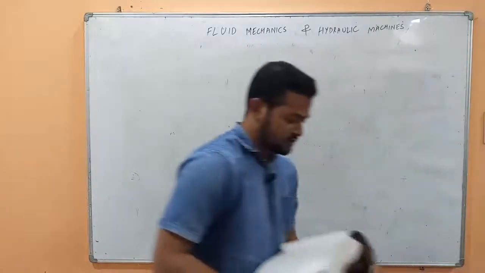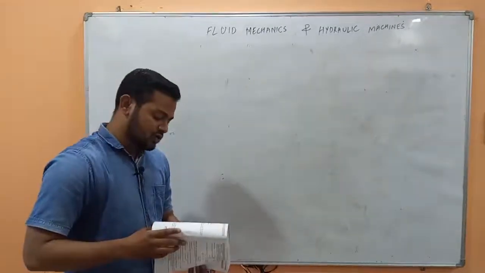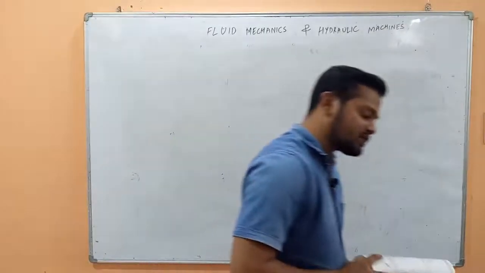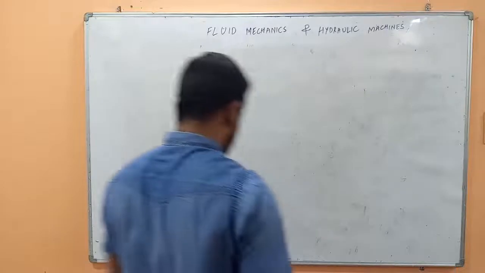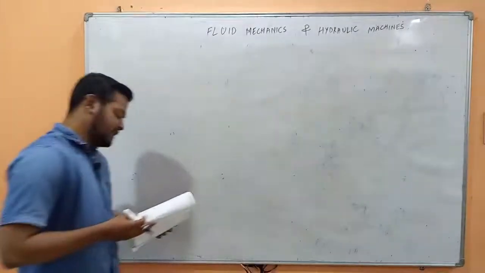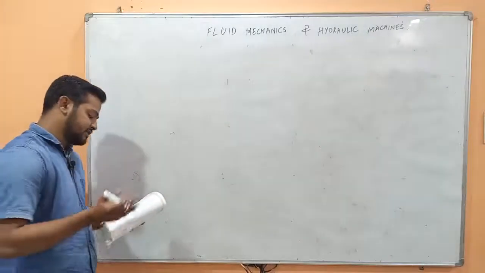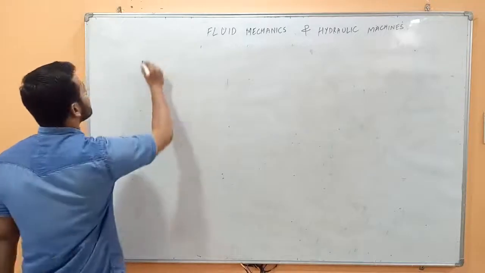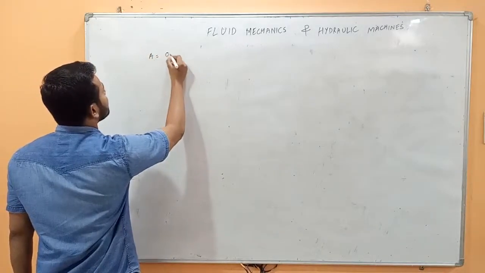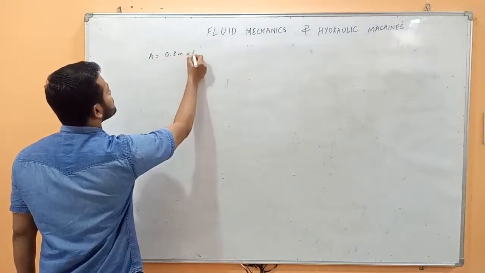Okay, I'll read out the question. Calculate the dynamic viscosity of an oil which is used for lubrication between a square plate of size. Okay, there is a plate which is of size, area of that plate is 0.8 meters into 0.8 meters.